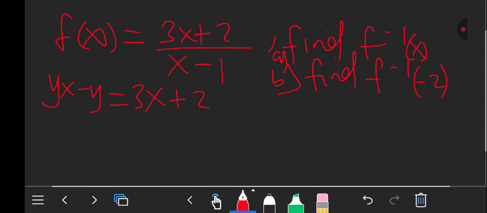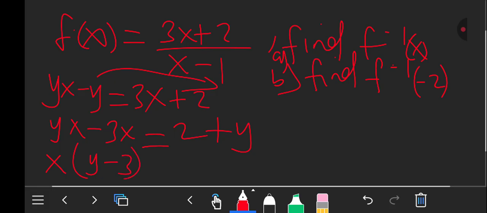Then I collect the like terms, so I'll have yx minus 3x, which has x, I'll put them on one side. Then this y will come to this side, it will be plus y. Okay? Then I'll factorize. What is common here is x, so I'll have x. What I've remained with there is y, and what I've remained with there is negative 3. Then it is equal to 2 plus y.